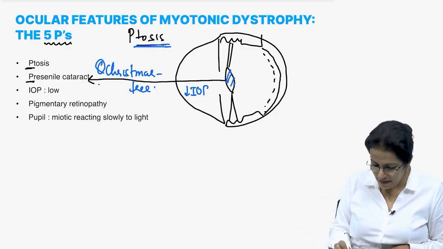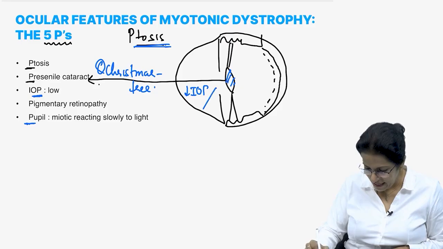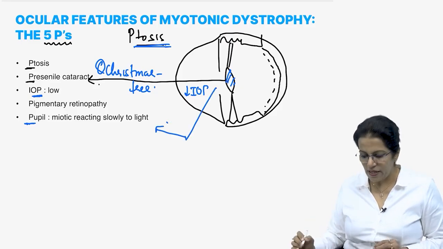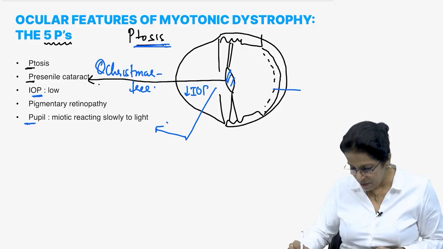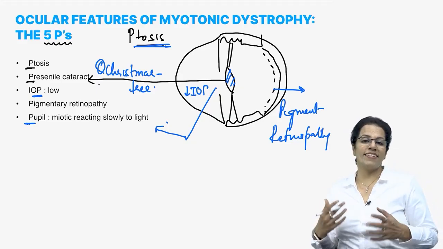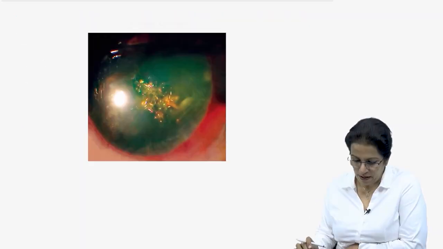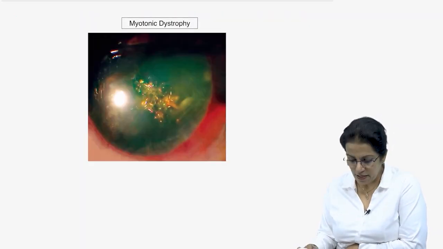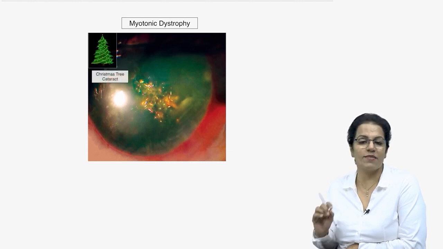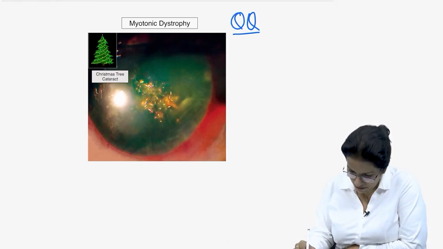Another P is pupil: the pupil is miotic, so we can write here miotic pupil, slowly reacting. And the last P is pigmentary retinopathy. So if you just remember your diagram, you will never forget the different features and the 5 Ps of myotonic dystrophy. Right? And what did we learn? This is Christmas tree cataract, again showing you. It's an important question.